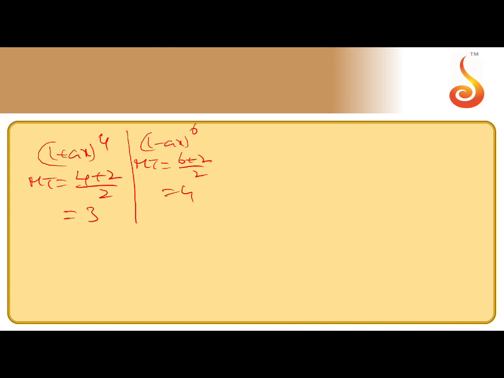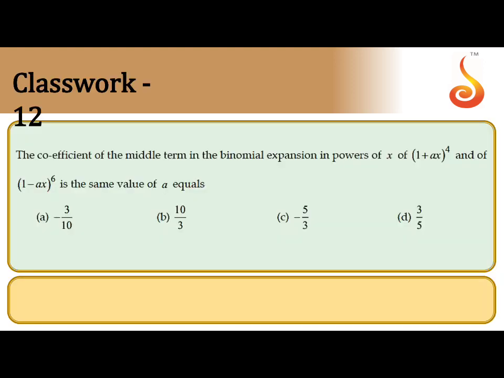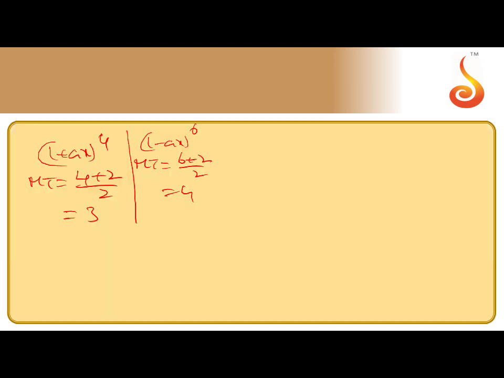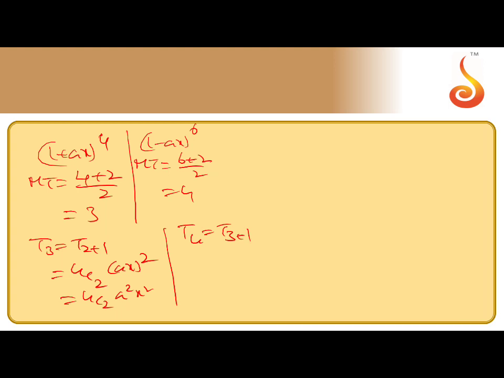So what is given in the question? The coefficients of the middle terms are equal. You have to find the middle terms first. T3 means T(2+1), that means 4C2 (ax)^2, so that is 4C2 into a squared x squared. In this case T4 means T(3+1), so that means 6C3 into (-ax)^3, so 6C3 into (-a)^3 into x cube.